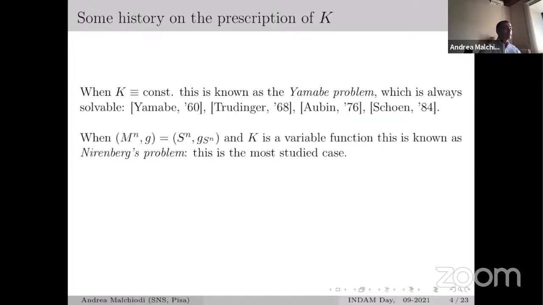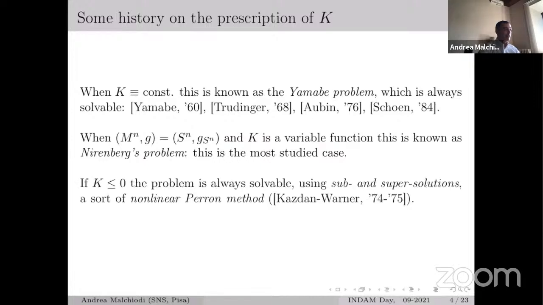There is another classical case. When you consider the round sphere and the function K is a variable function, this is known as Nirenberg's problem, and this is probably the most studied case. If the curvature is non-positive, then the problem is always solvable. A tool which has been employed by Kazdan and Warner is that of sub and super solutions, which is a sort of nonlinear Perron method.